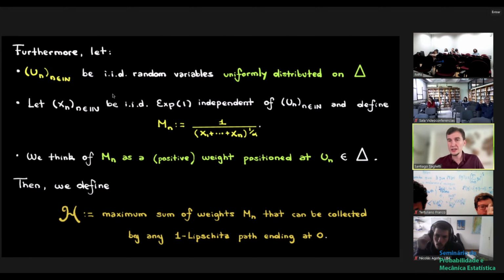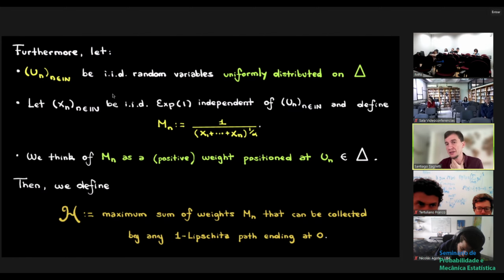And once you have these two things, the positions and the weight assigned to each position, then we define our limit H as the maximum sum of weights that can be collected by any 1-Lipschitz path, so by any path in L, which ends at 0. So essentially, you look at all the paths in L, and you see how many weights they can collect, and the maximum sum of weights that they can collect, that's the value of H.